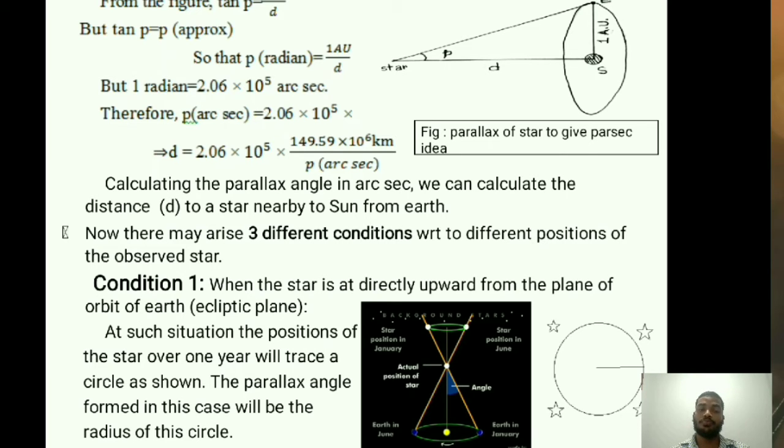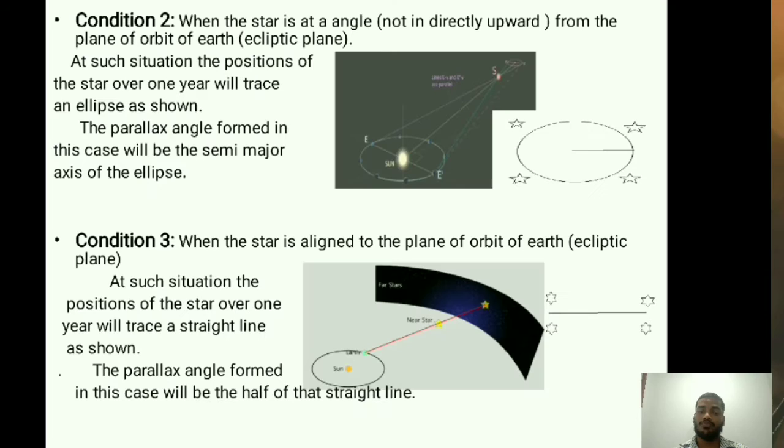But here some conditions arise, and those conditions are: condition 1, when the star is directly upward from the ecliptic plane, that means the plane of orbit of the Earth. In such a situation, the position of the Earth, the position of the star over 1 year will trace a circle as shown here, and the parallax angle formed in this case will be the radius of this circle.